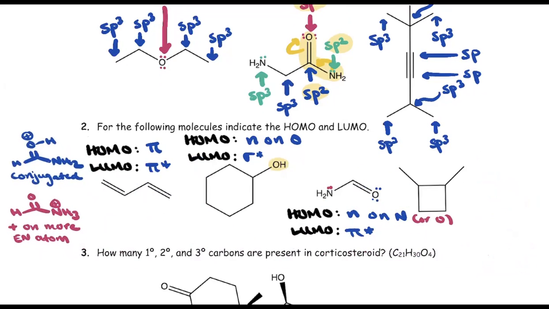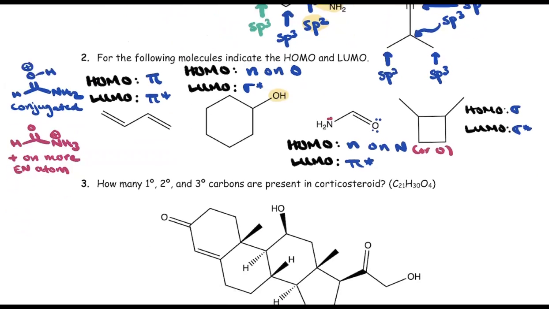All right, for our last one, besides the ring, it's completely saturated. So you don't have any lone pairs, you don't have any pi bonds, no cations, no borons or anything, just a complete hydrocarbon that's saturated besides the ring. Because you only have sigma bonds here, your HOMO has to be sigma, and your LUMO has to be sigma star. All right, cool. So that's your HOMO and your LUMO for each of these molecules.